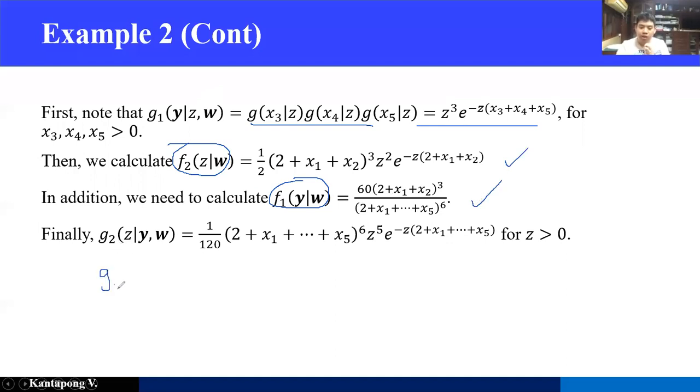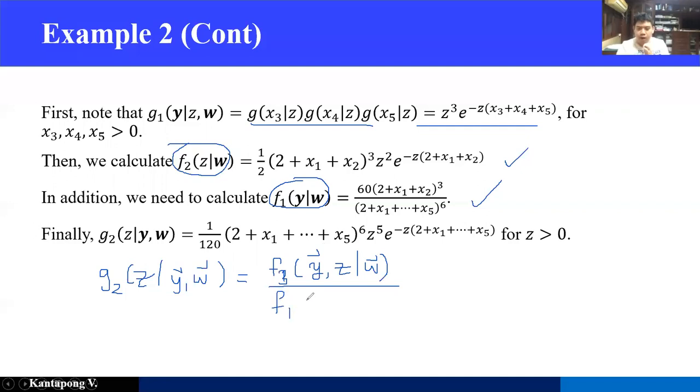So this one, G2 of C given vector Y and vector W is what? It is the vector Y, okay, F1 of Y and C given W and, okay, let's say F3, F1, F2 of C given W.